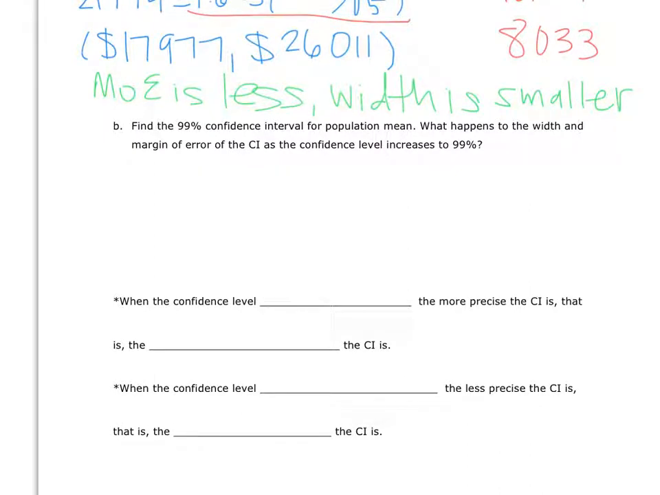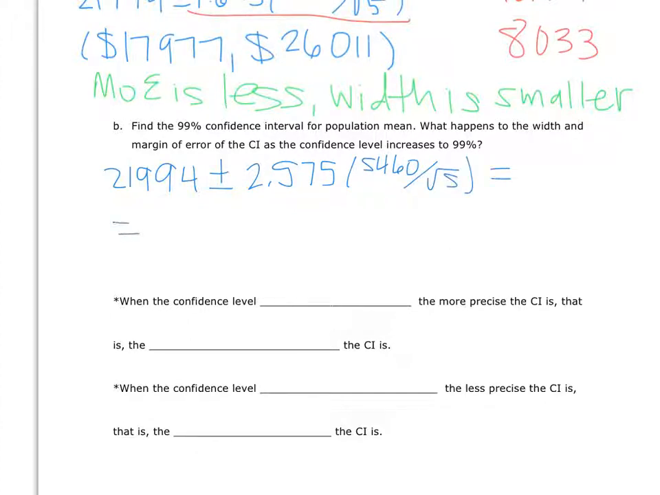confidence interval. Okay, so we're going to take that same mean x bar value, 21,994, add and subtract. The only thing that's different is we're going to plug in this 2.575. Okay, that was that z value that we found that has area of 0.005 to the right. And then multiply that by 5460 over the square root of 5. Okay, that's going to give us a lower bound of 15,706 and an upper bound of 28,282.